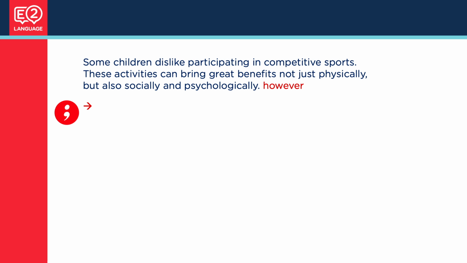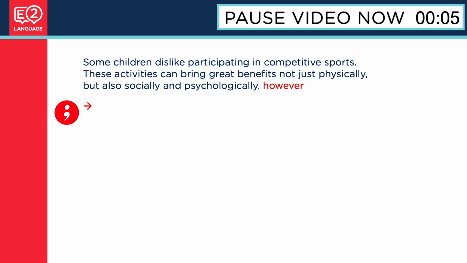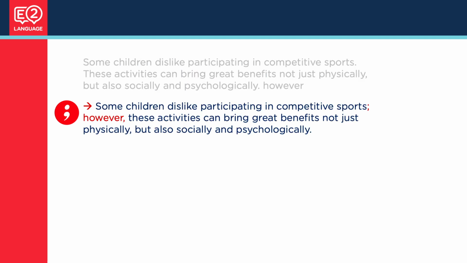Pause the video now and write the whole thing, first sentence and second sentence. Use however, use a semicolon, make sure that your grammar is perfect. Go for it. Here's the answer. Some children dislike participating in competitive sports, semicolon, however, comma. What about the other way with a full stop?